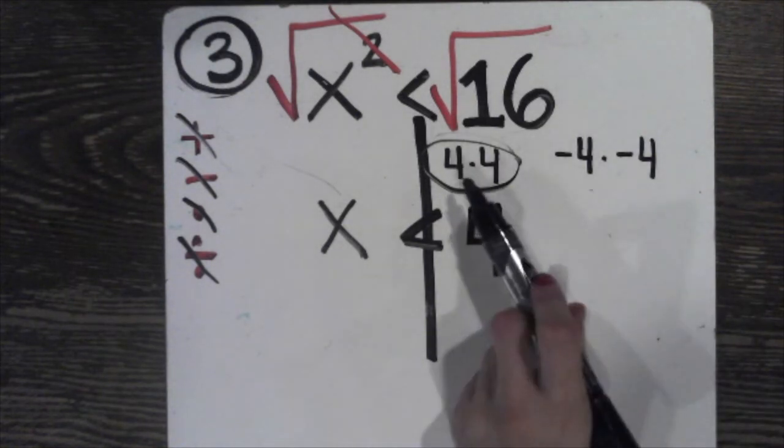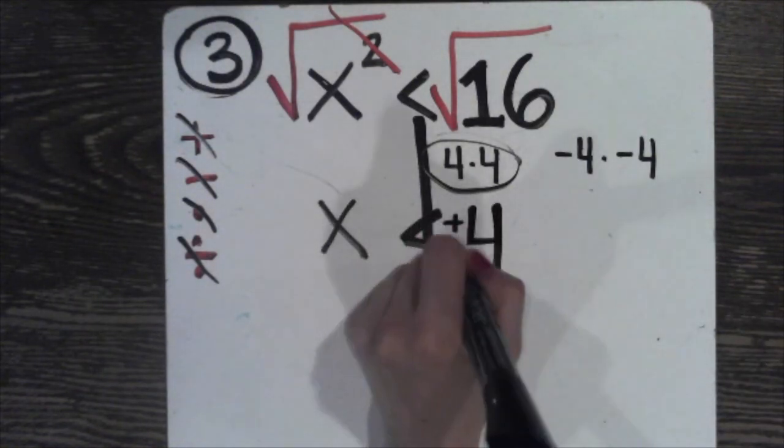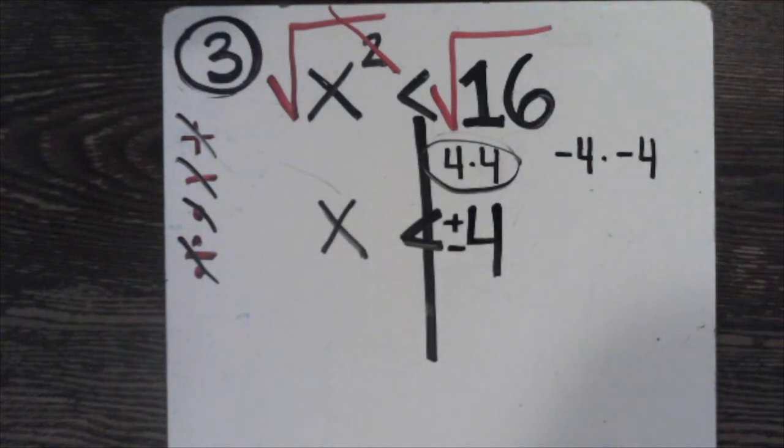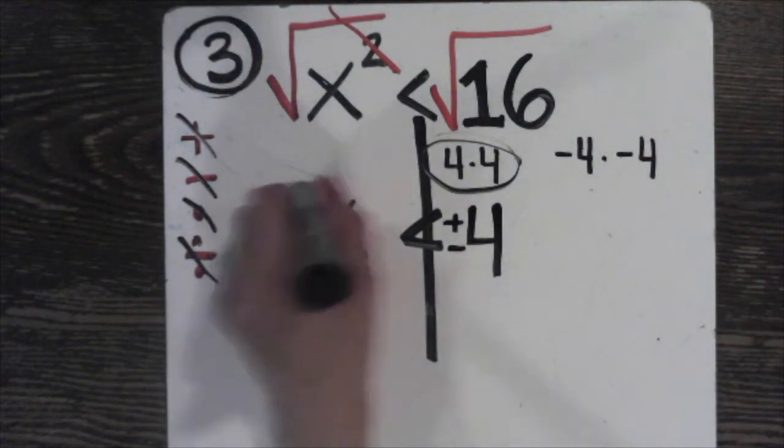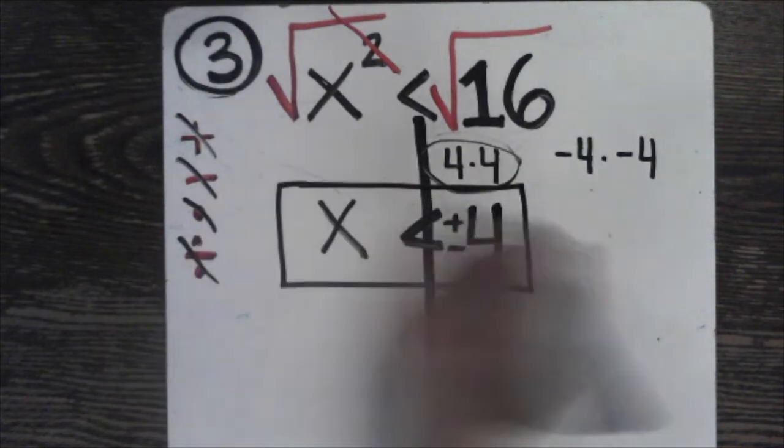The answer is positive or negative 4, plus or minus 4. If you just write positive 4 though, that's a pretty good answer. x is less than plus or minus 4.